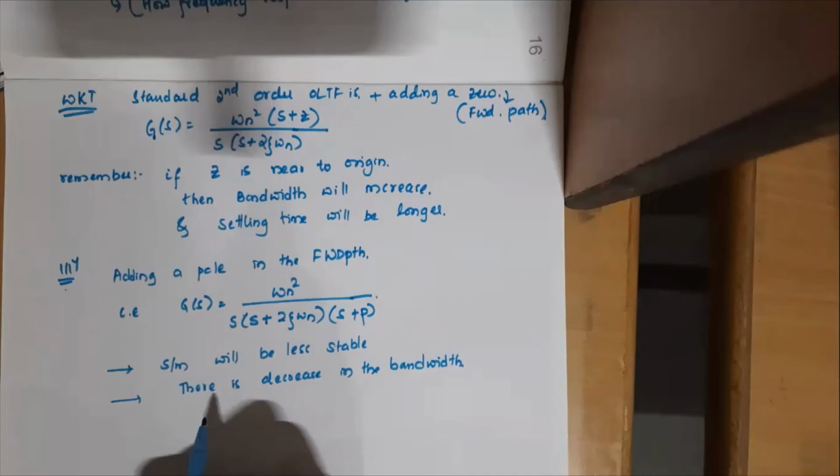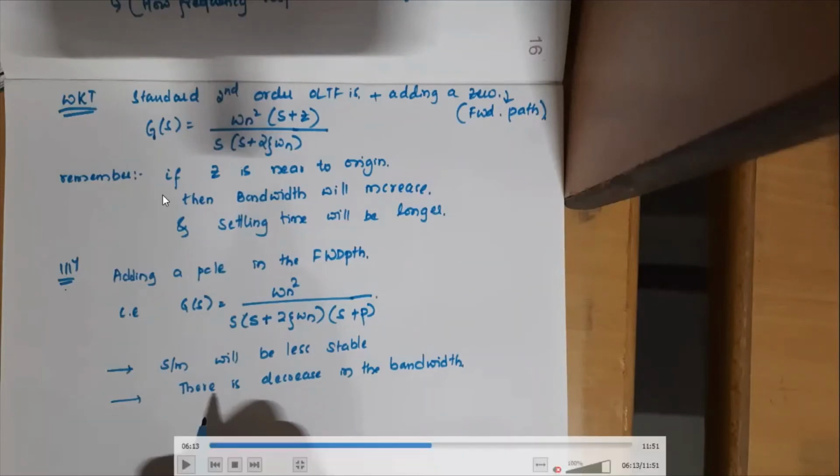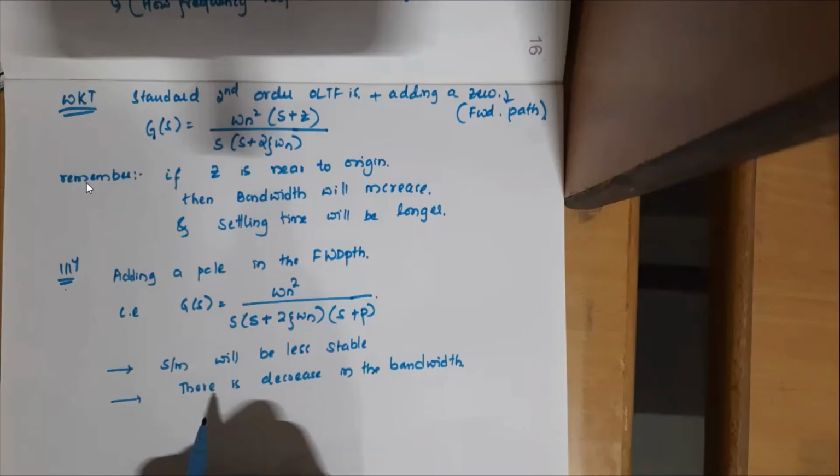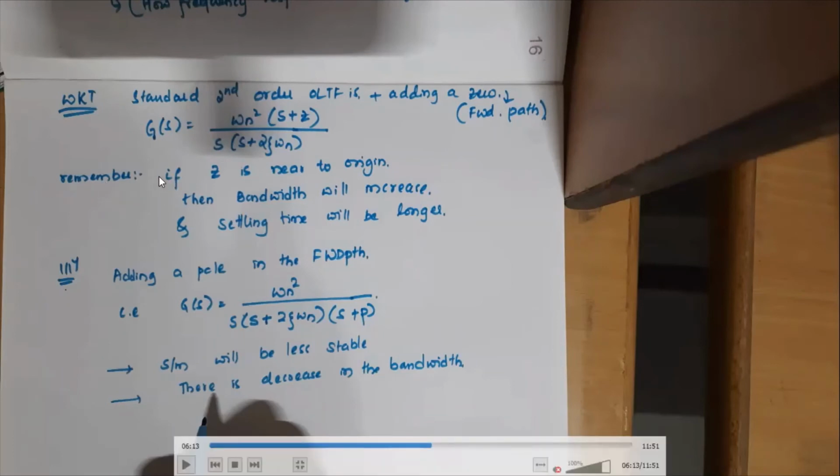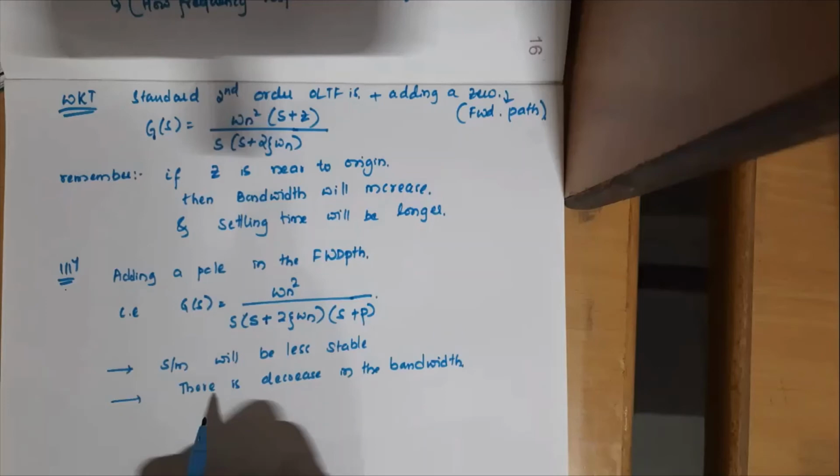Sir, can you tell what change you had made over there? Settling time will be longer, that point. Regarding the first one, yes, I remember that point. If z is near to origin, something changes. Yeah, I will tell it. If you can write down, after this, remember the word you write: if a zero is added, then bandwidth will increase.